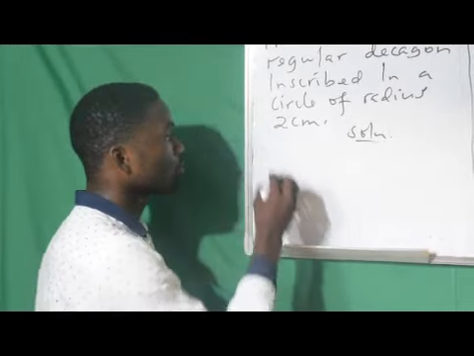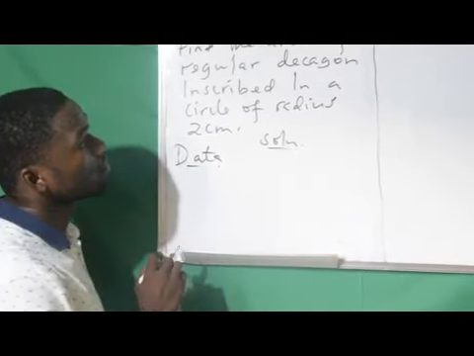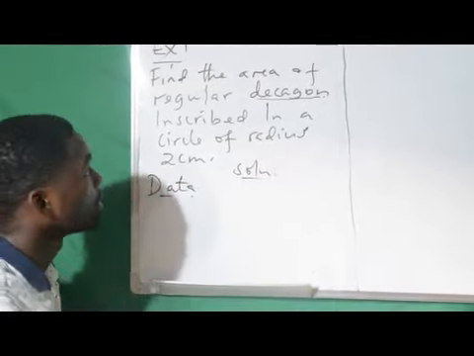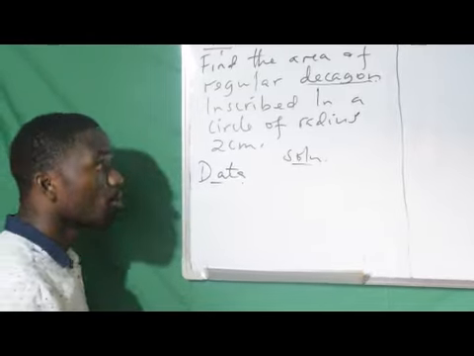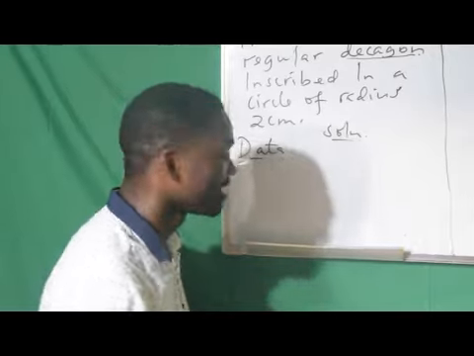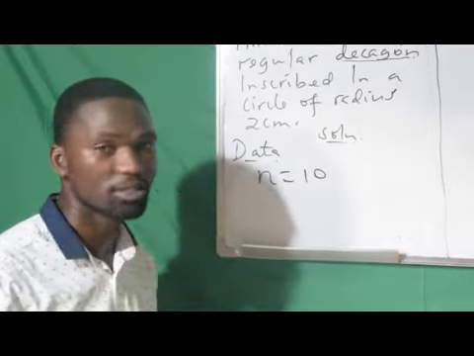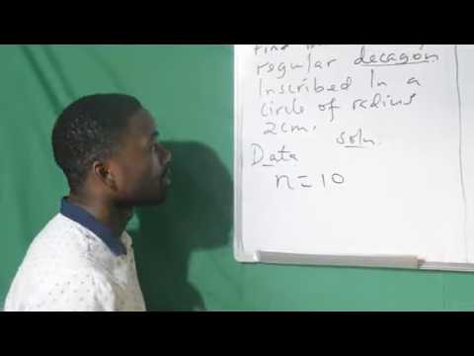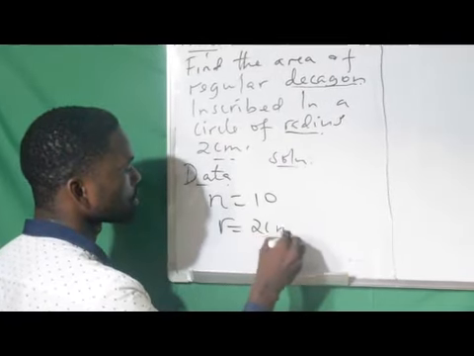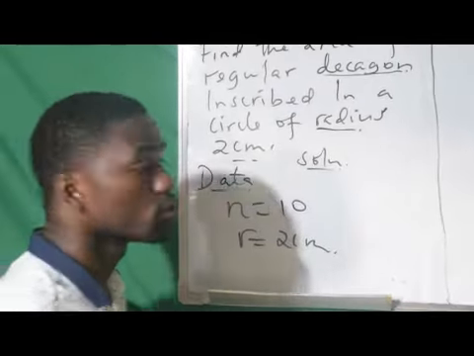First of all, you have to collect your information, data. Here, the regular polygon given is decagon. How many sides does a decagon have? All of you say 10. So n is equal to 10. The number of sides for the regular polygon is 10. I hope you know this. And you are given the radius of the circle to be 2 centimeters.